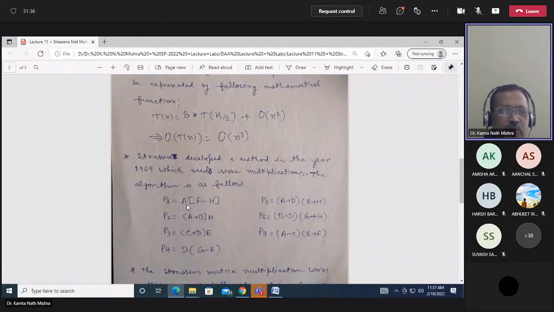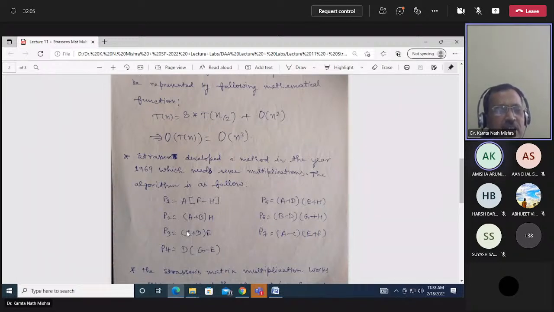The user will input the value of A, B, C, D, E. Matrix A, the user will input A, B, C, D values. Matrix B, the user will input E, F, G, H. And then you will compute P1. And for computing P1, you will write A into within bracket F minus H.